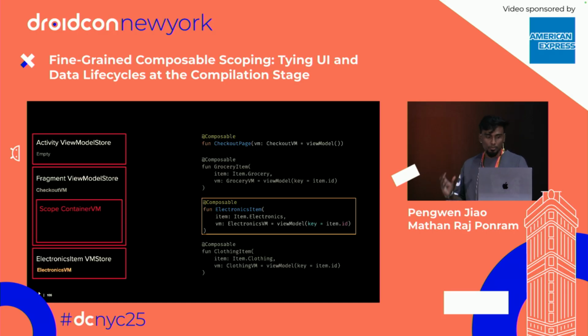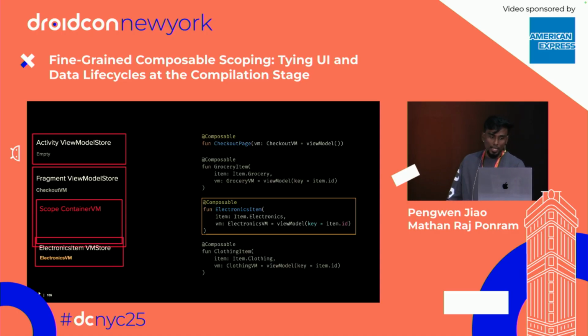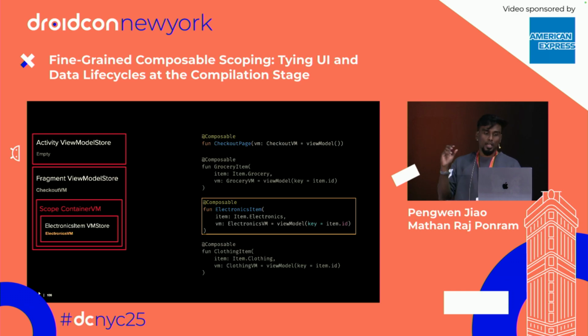We're going to simply create a scope container view model, and we're going to keep it inside the nearest parent's view model store so that we don't lose the reference from the local composition context, right? And we simply move our scope and the view model store reference inside that.